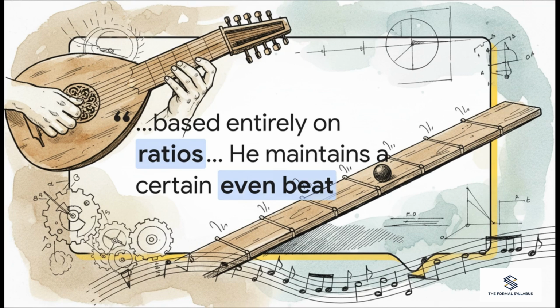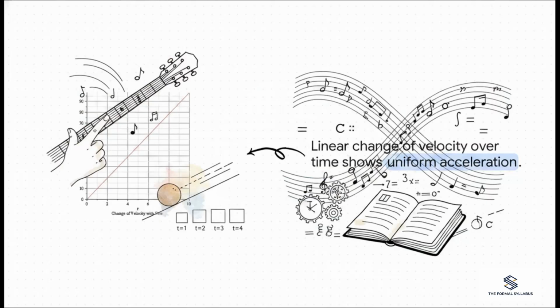He didn't need to know how many actual seconds passed, he just needed equal ratios of time. And this brilliantly illustrates his monumental discovery. By measuring the increasingly large distances between those frets over equal beats of time, he figured out that the distance the ball traveled was proportional to the square of the time.